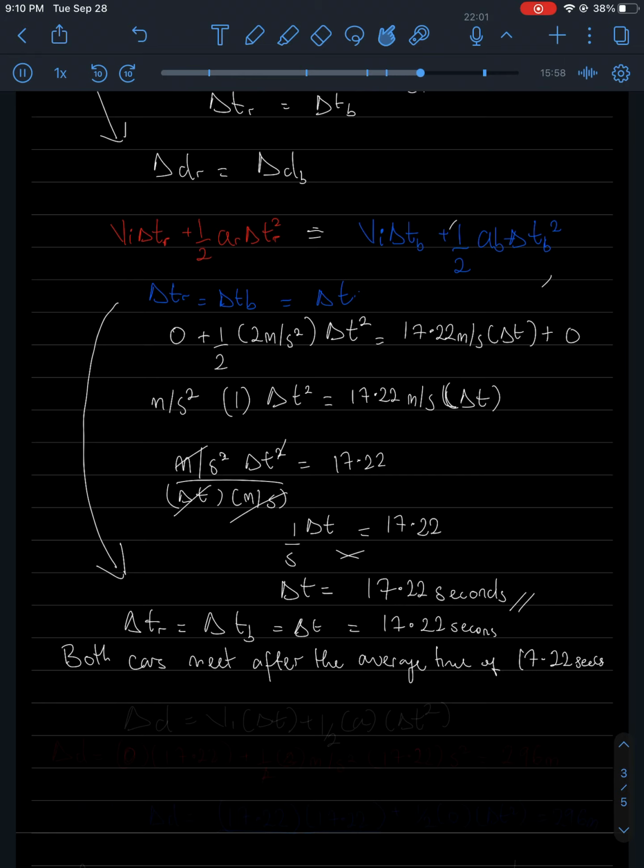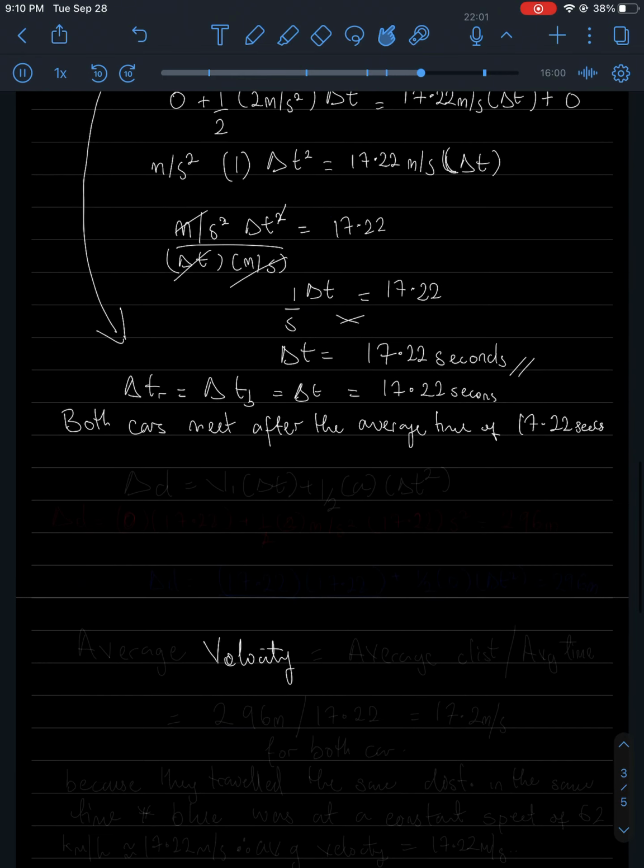Now, to calculate the distance, we know if the cars meet, and we're calculating the average distance from the traffic lights, they both should have traveled the same average distance. So for a question like this, we actually have a way to check our answer, because we have two formulas we can use. We can either use the formula for the red car, or we can use the formula for the blue car. So we're going to go back to equation 3.